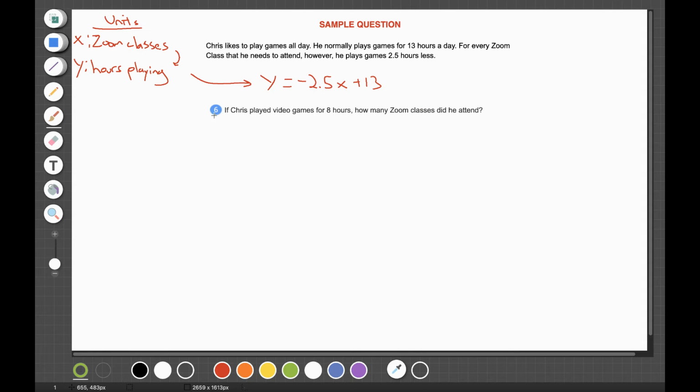Okay, if Chris plays video games for 8 hours, how many Zoom classes did he need to attend? Well, this is what I'm thinking right here. Is this X or Y? And the way we can tell that is from the units. It's talking about hours. Well, I can go up here, and which one is my hours? Well, in this case, hours is my Y. So I know that this is a Y.